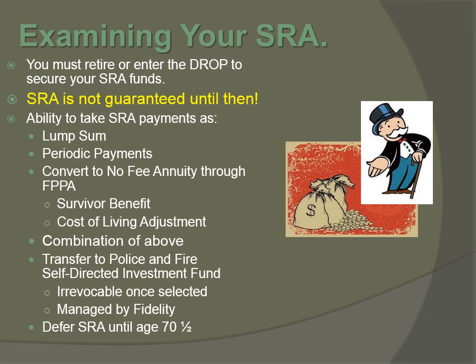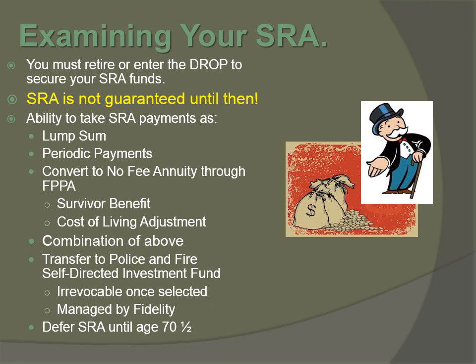Once officially retired, you can then take your SRA in one of several forms. You can take a lump sum, periodic payments, or you can convert all or a portion of it into a no-fee annuity through FPPA, which may include a survivor benefit and the same cost of living adjustment that is issued to the statewide defined benefit plan. You could also choose a combination of those. Another option is to transfer your balance to Fidelity and put it into the police and fire self-directed investment account. Should you choose to drop, this is where your SRA balance will go until you officially retire. This is a self-directed account, much different than the investment account that FPPA managed, meaning you have more responsibility for properly investing your money. Please talk to FPPA and Fidelity to understand your options should you choose to do this.